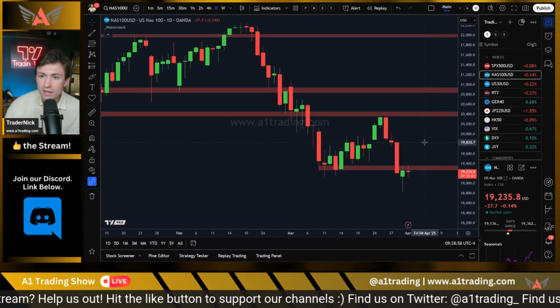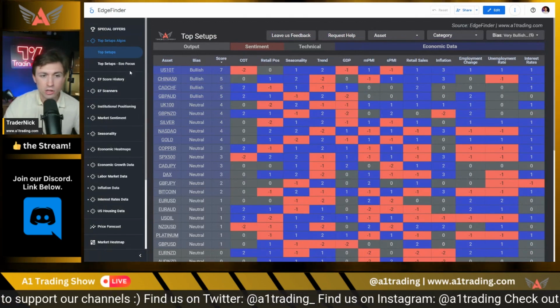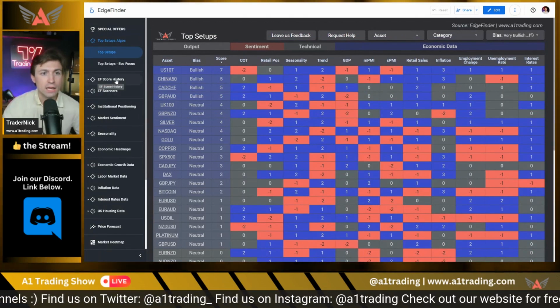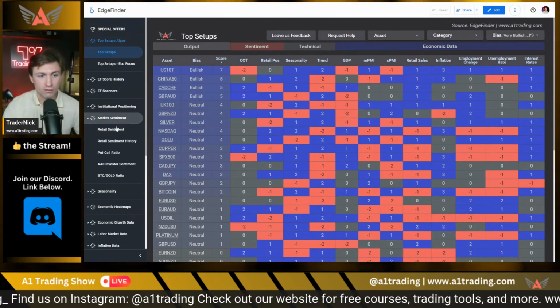I still think that the NASDAQ and S&P are in the process of bottoming. We may see fresh lows here before that is in, but I do think there is a good chance that we are reaching the lows of this move.